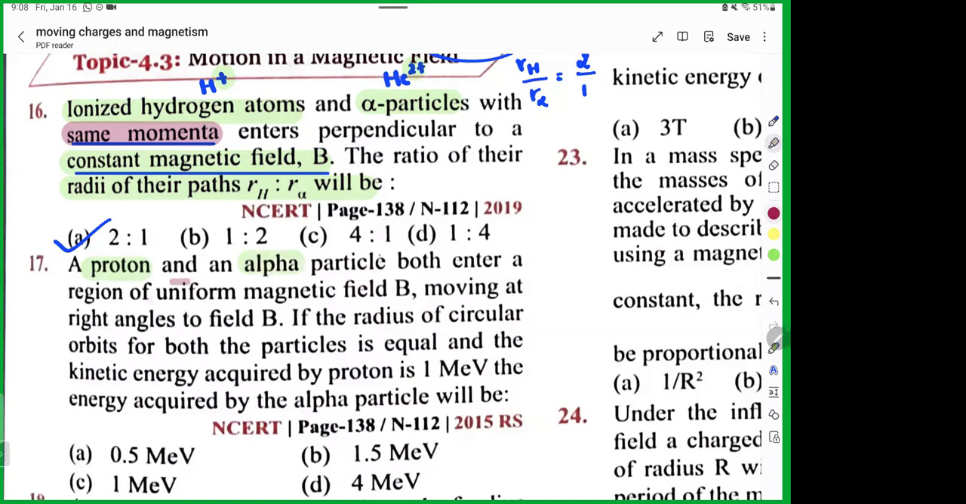So the first important point is your B is fixed, moving at right angle. If the radius of the circular motion of both orbits is equal, the R value is fixed. And the kinetic energy acquired by the proton is this. What will be the energy acquired by the alpha?